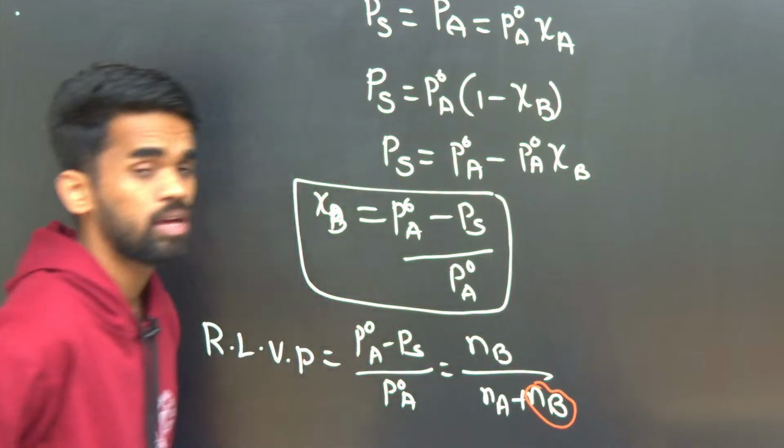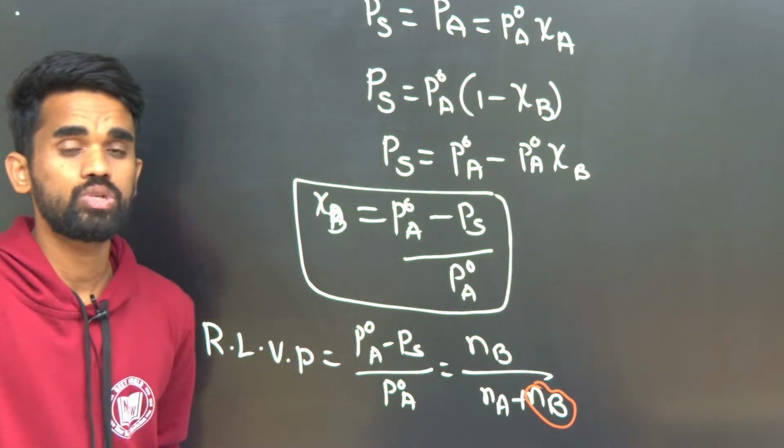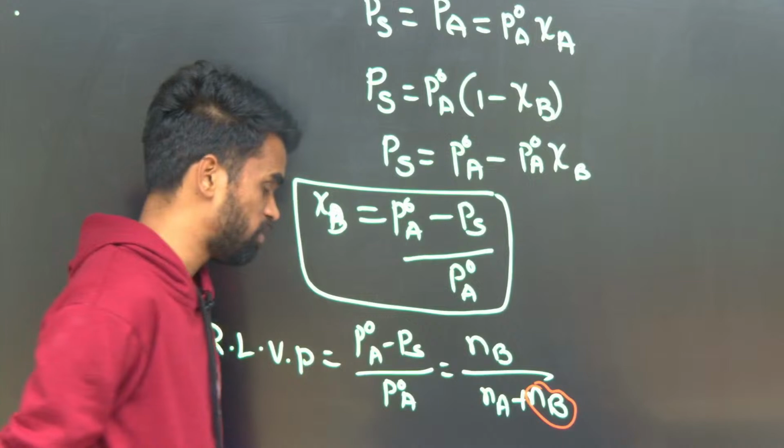Why can we ignore it? Since it is a dilute solution. See, Raoult's law and these RLVP colligative properties are applicable only in the case of ideal solutions, which means they should obey Raoult's law. So here I can say this is almost equal to NB by NA. All dilute solutions are almost considered as ideal solutions. In dilute solutions, the number of solute particles is very small.